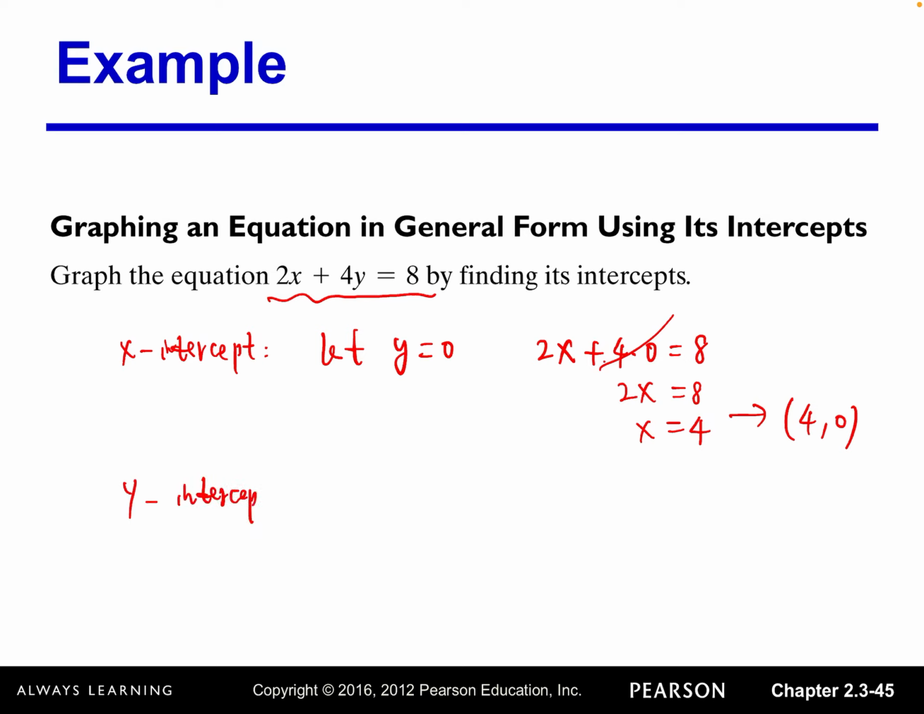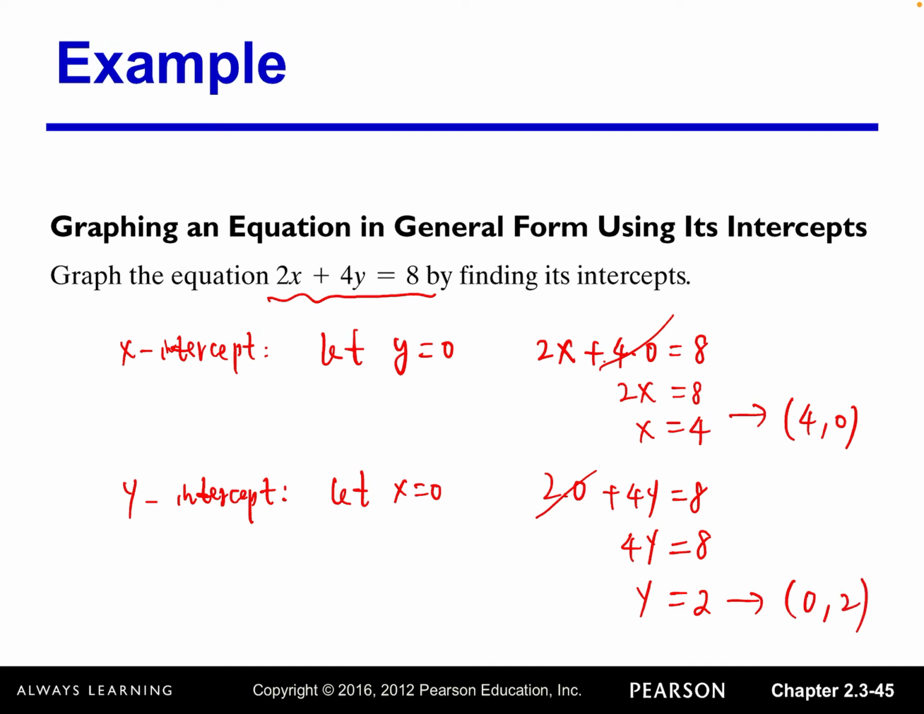Now find the y-intercept. We need to let the x coordinate equal 0, and then we have 2 times 0 plus 4y equals 8. Again, any number times 0 is 0. So we have 4y equals 8, and then we can easily solve y equals 2. Written in point format, that's (0, 2). Right? And then we can graph. Graphing with the x- and y-intercepts is very easy.